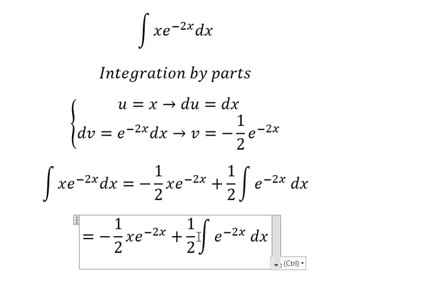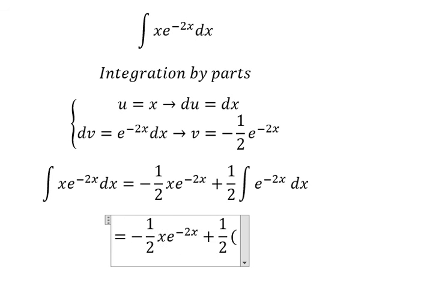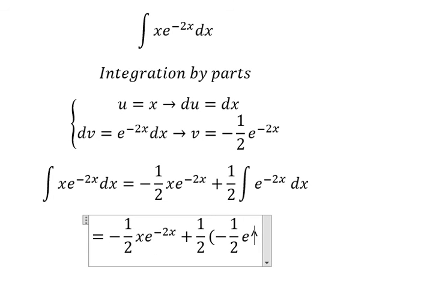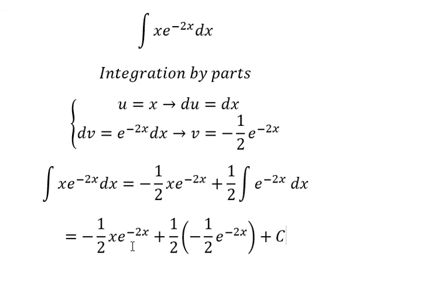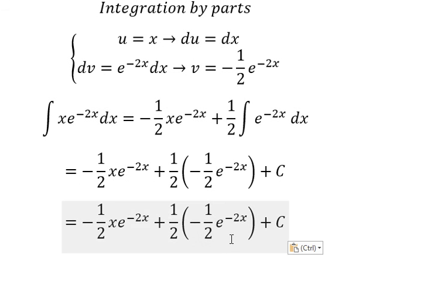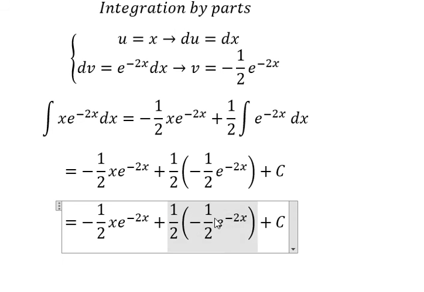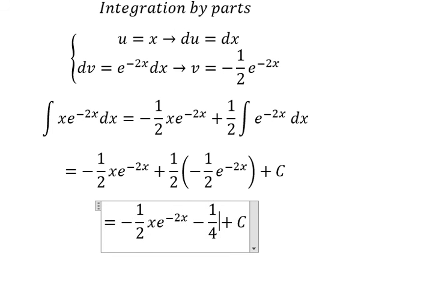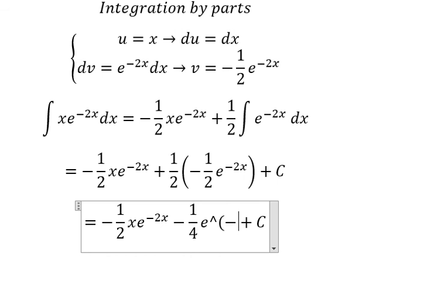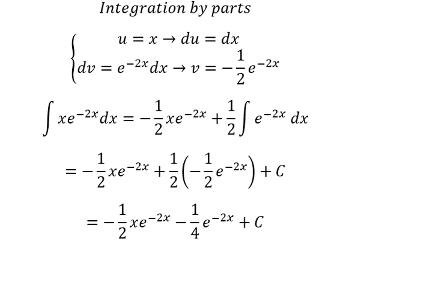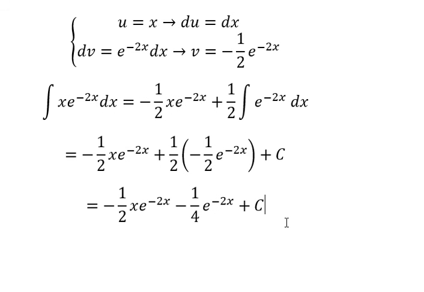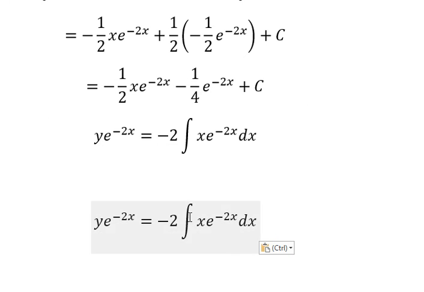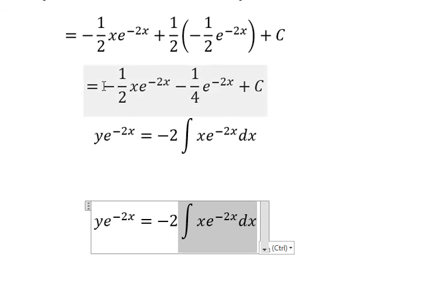So this one you get negative 1 over 2 e to the power of negative 2s, and we put c. 1 over 2 multiplied by negative 1 over 2, you get negative 1 over 4 e to the power of negative 2s. And now we go back in here. So this integration, that's this one.